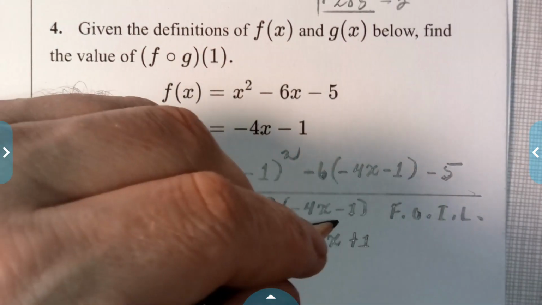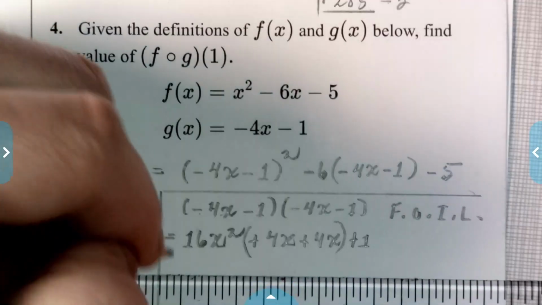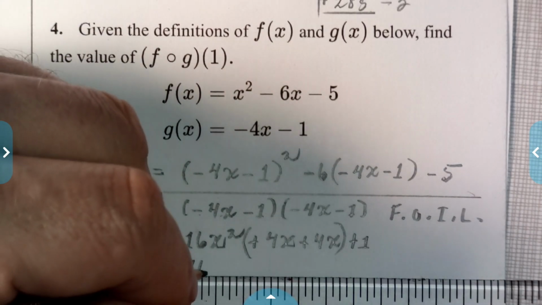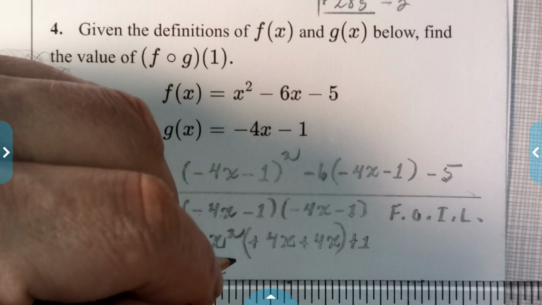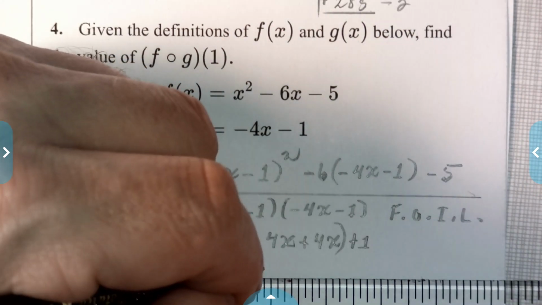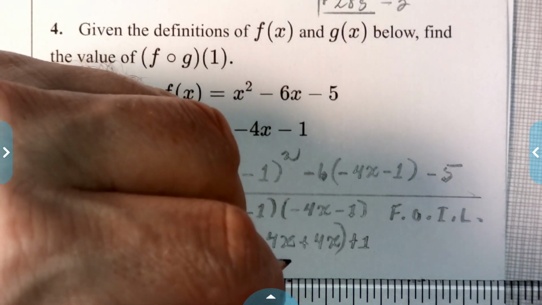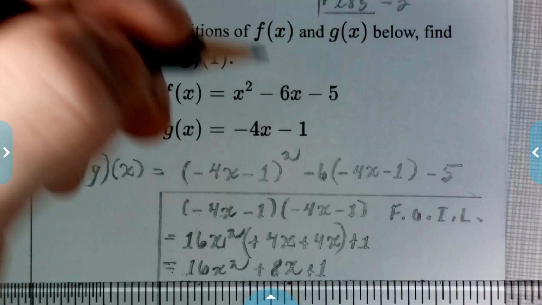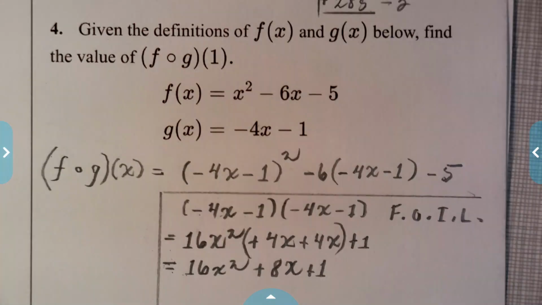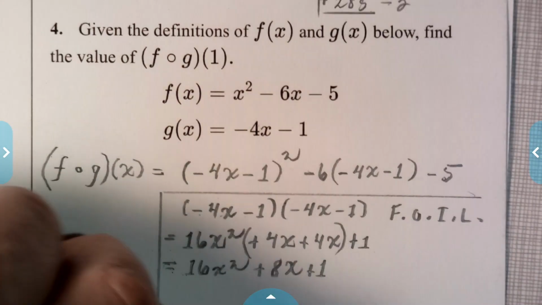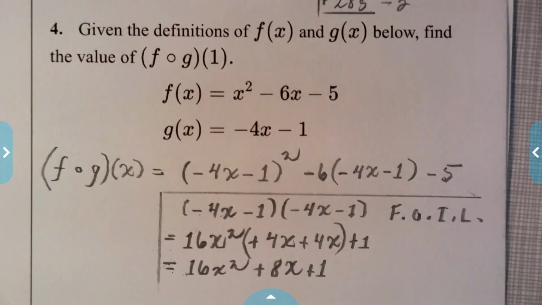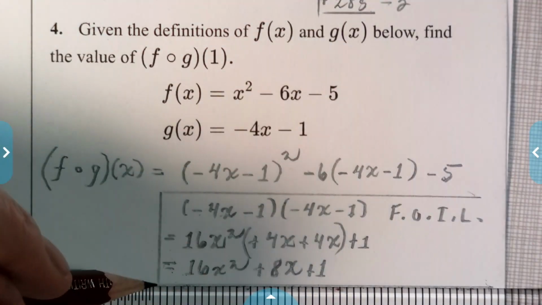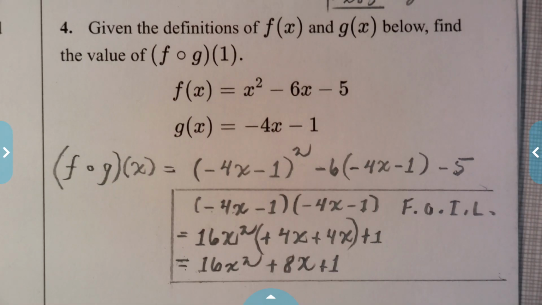These inner terms always combine. So this will equal 16x squared plus 8x plus 1. Okay. And we didn't need as much space as I thought we would. And we can get back to the problem now.